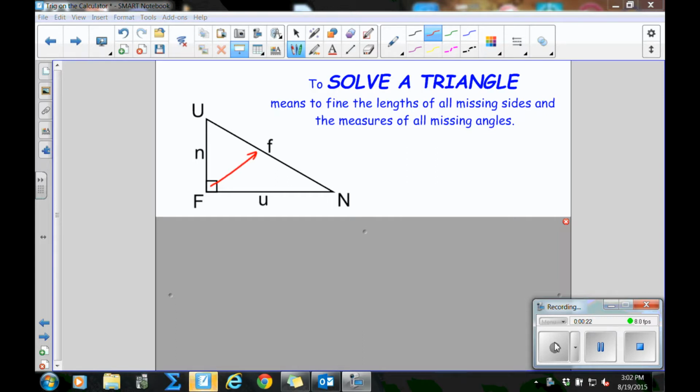Angle F is opposite side F. Angle U is opposite side U. And angle N is opposite side N.